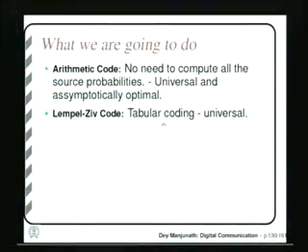Now we are going to do arithmetic coding, which is basically Shannon-Fano-Elias code used for large block length and an iterative process, and we will do Lempel-Ziv code, which is a tabular coding where probability is not at all explicitly coming into the construction of the code. So that is something different from arithmetic code as well as Huffman code. So we start with the arithmetic code.